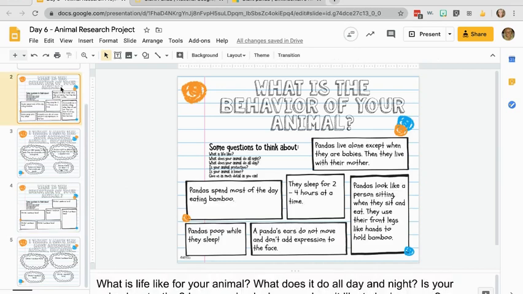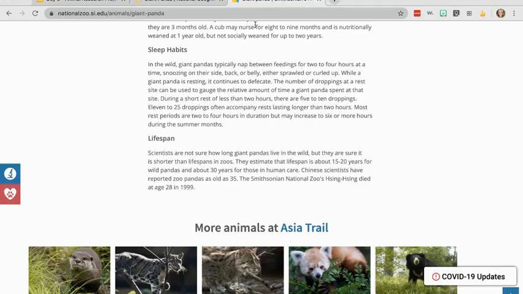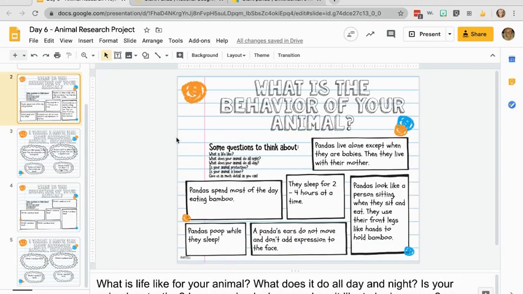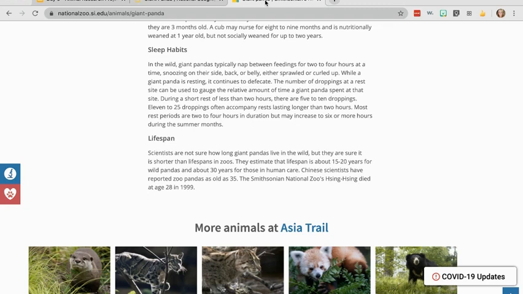I pulled a lot of my information from the National Geographic website, as well as the Smithsonian National Zoo website. I found that the Smithsonian had a lot of really good information, so I also went there to do some of my research. So, one of the questions I'm trying to answer is, what does my animal do all day? What does my animal do all night? So, often we think about, we're awake during the day and we sleep at night. I'm curious if that's how the giant panda is.